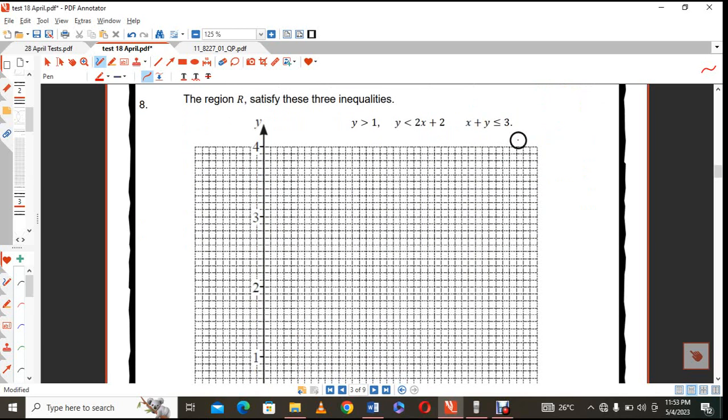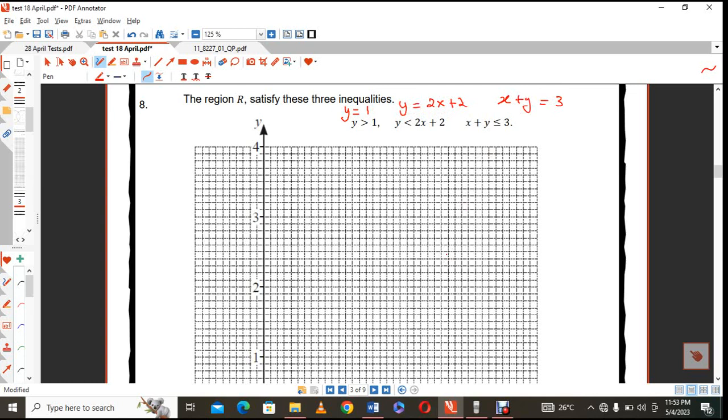Well, we have got inequalities. So we are going to draw these 3 inequalities. But the first thing is we're going to have a line. So we're going to draw the line y equals 1. We're going to draw the line y equals 2x plus 2. We're going to draw the line x plus y equals 3.